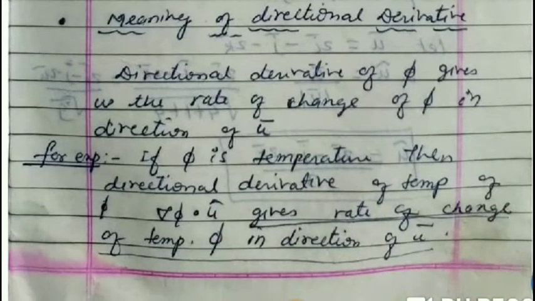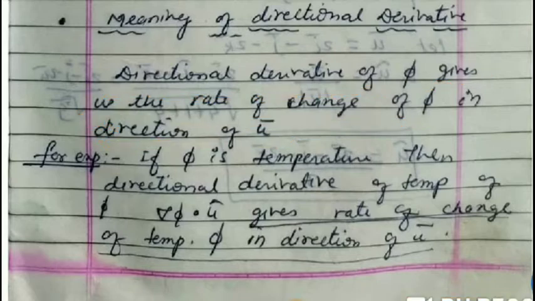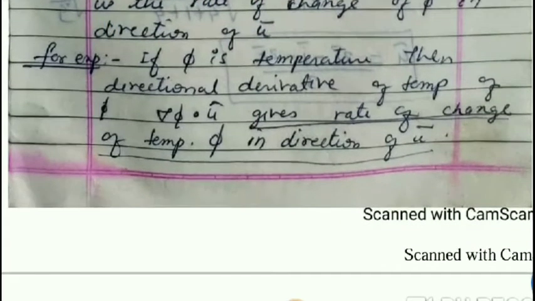Next, the meaning of directional derivative. The directional derivative of phi gives us the rate of change of phi in the direction of u bar, in the direction of the given vector. For example, if phi is a temperature, then the directional derivative of temperature phi, del phi dot u cap, gives the rate of change of temperature phi in the direction of vector u.